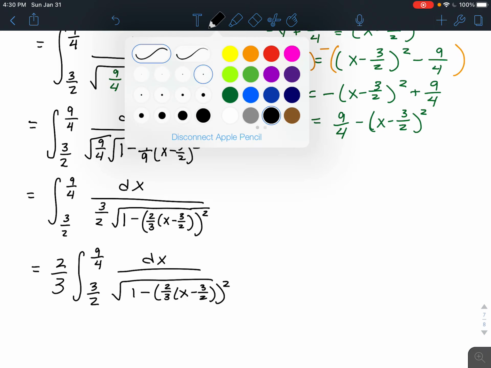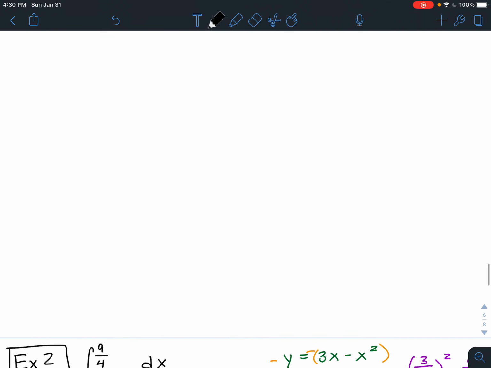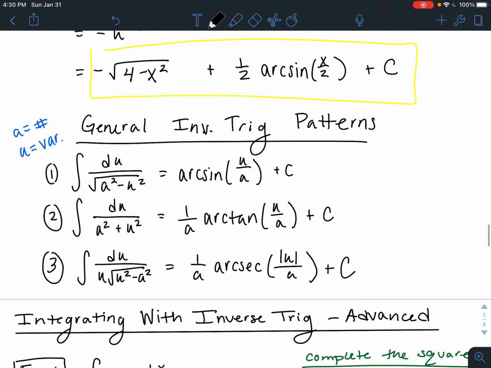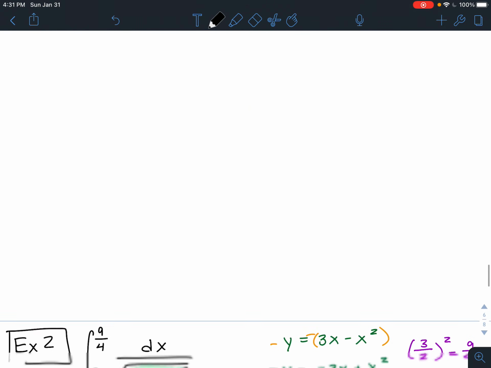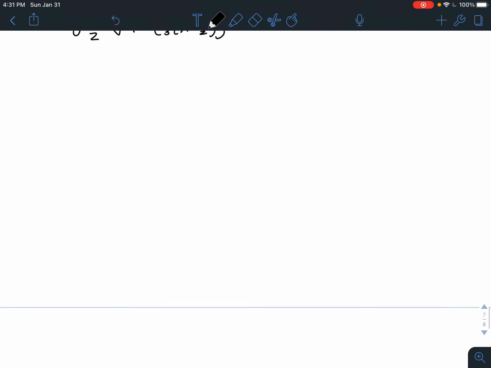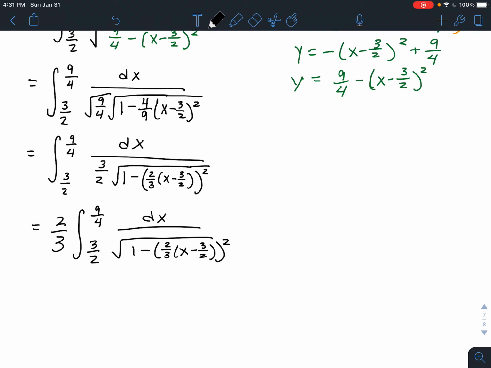Okay. So I'm just showing you this because I don't like to memorize formulas that I don't need to. There are those formulas, if you've watched the previous video, about general inverse trig patterns, so you might be able to jump right to your answer from here, but why memorize all of those patterns when you can just know the basic derivatives?